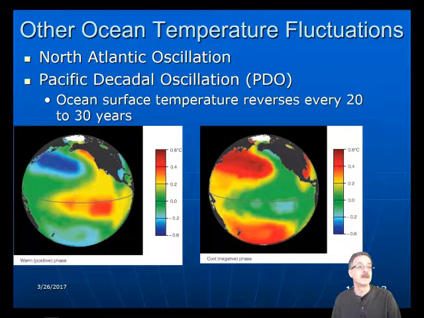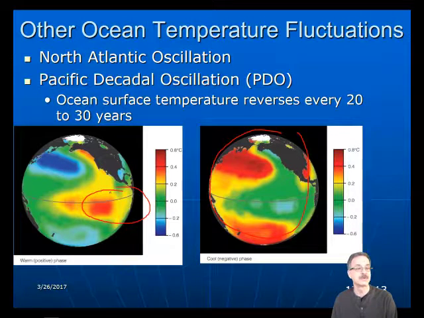All right, so there are also some other ocean temperature fluctuations. One happens in the North Atlantic, called the North Atlantic Oscillation. Another one is called the Pacific Oscillation. Basically, the ocean surface temperatures reverse every 20 or 30 years. So these are some global temperature plots of the warm phase, and then this is the cold phase. You can see in the warm phase, you get much warmer waters closer to North America, and in the cold phase, you get much colder waters closer to North America.